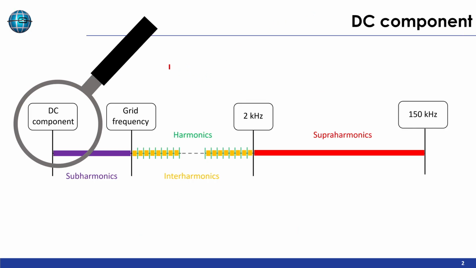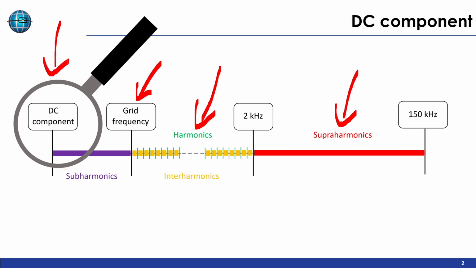As you can see here, we have the grid frequency, which is in Europe 50 Hz, and every piece of equipment is specified for this 50 Hz frequency. In the last years, we had a look at the harmonics and the supraharmonics because of the nonlinear loads and all the renewables which were integrated into the grid. Today we have a look at the DC component. The big question is, can we measure these small parasitic DC components with our technology?